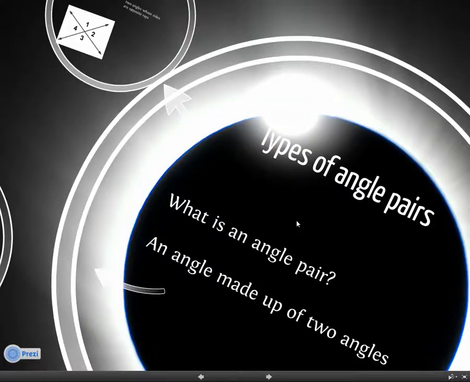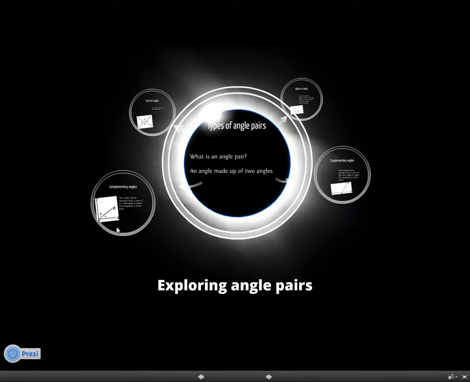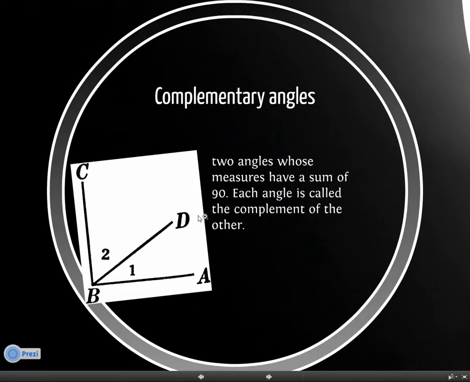Okay, so let's move on to our next one. And that is complementary angles. They are two angles whose measures have a sum of 90 degrees. Each angle is called the complement of the other. So for instance, angle 1 and angle 2 are complements. Angle 1 complements angle 2. Angle CBA forms a 90 degree angle, and then the measures of angle 1 and angle 2 add up to those 90 degrees.